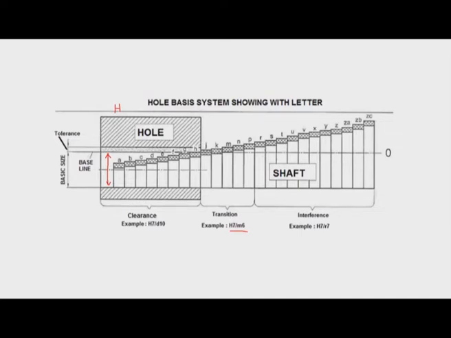Similarly, these combinations R, S, T, U, V, X, Y, Z, ZA, ZB, ZC, these shafts with an H hole will give us an interference fit. So depending upon the application we can select the appropriate fit.